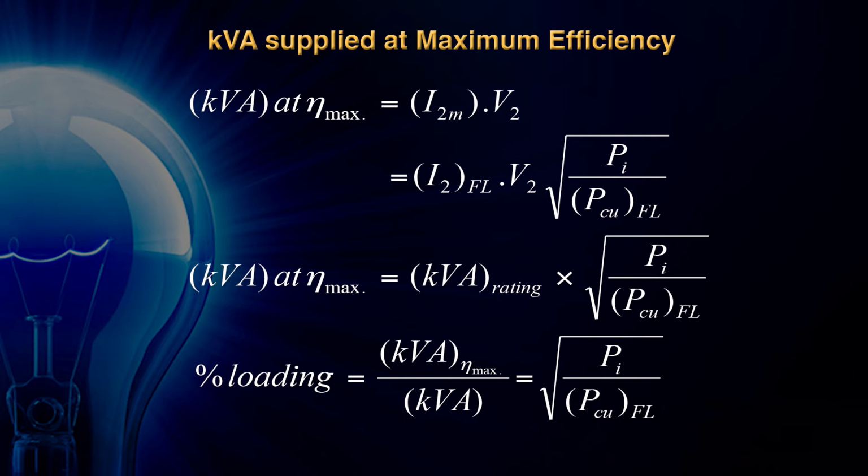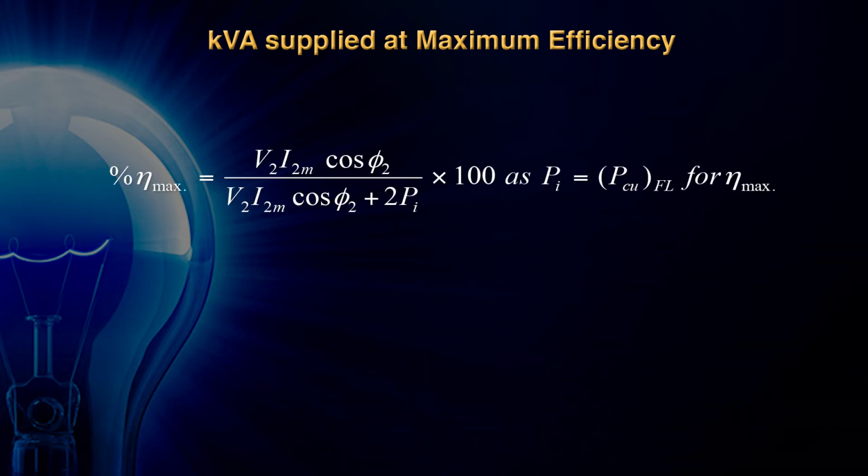So kVA at maximum efficiency is equal to what? This I2FL multiplied by V2 is nothing but the kVA rating. So kVA at maximum efficiency can be written as kVA rating multiplied by under root Pi upon PCU at full load. By this you can also calculate the percentage loading. So percentage loading can be written as kVA at maximum efficiency upon kVA rating. Just put the value here. So percentage loading can be written as under root Pi upon PCU at full load, where PCU at full load means copper losses at full load.